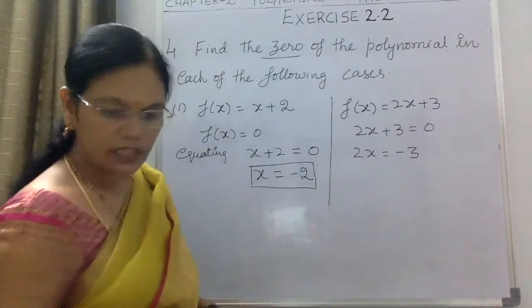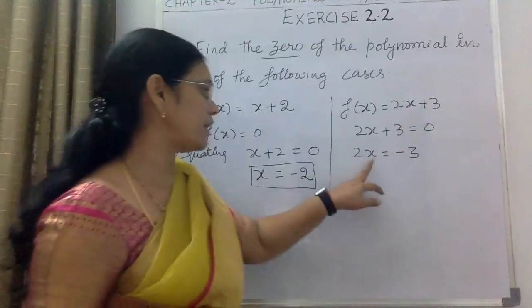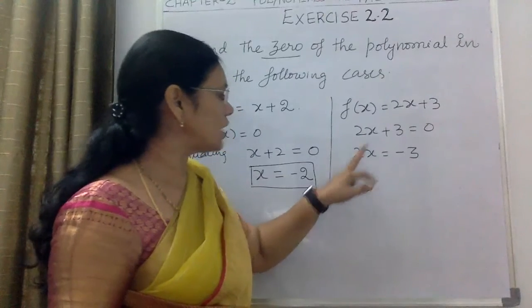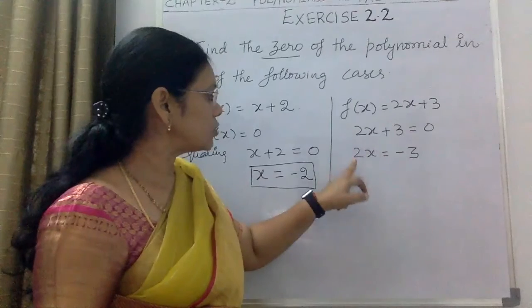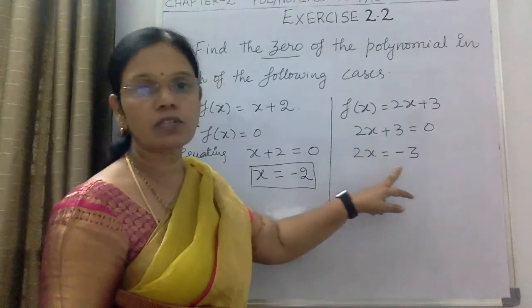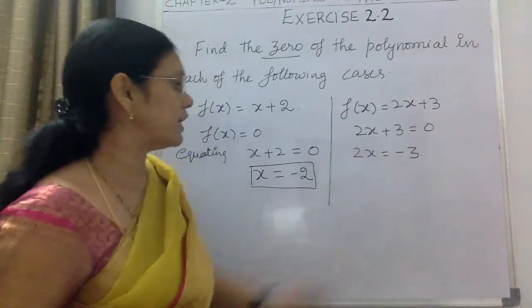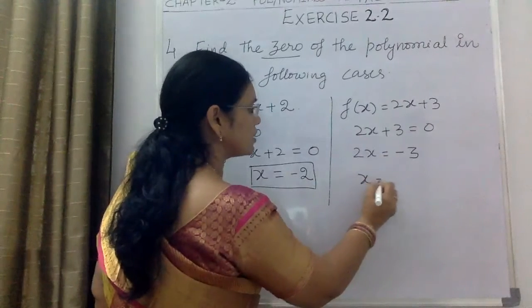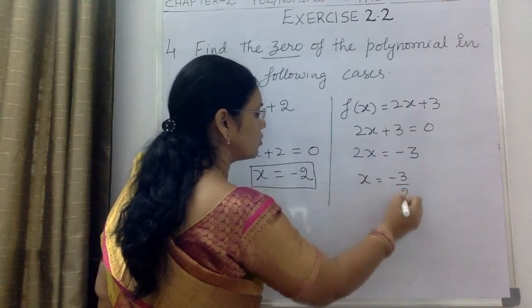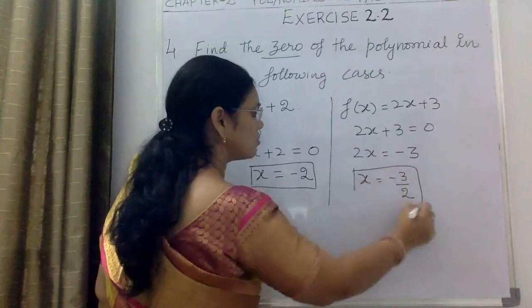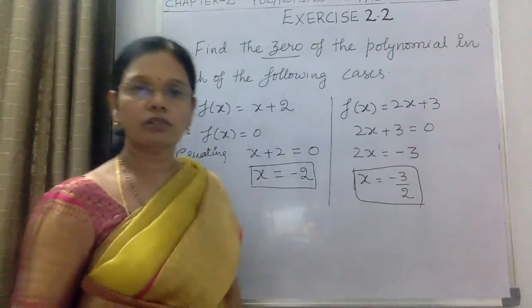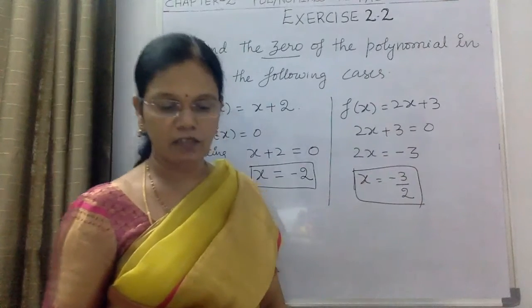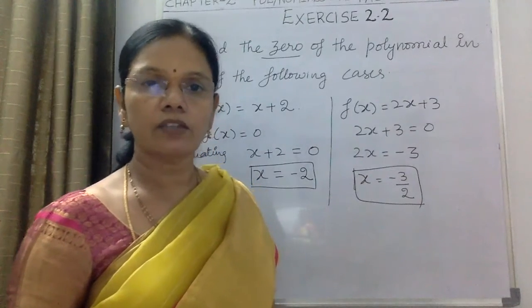Here 2 is multiplying x, so we should send 2 to the other side of the equals symbol. After transposing, 2 divides. So x is equal to minus 3 by 2. This is the zero of the given polynomial. x is equal to minus 3 by 2.